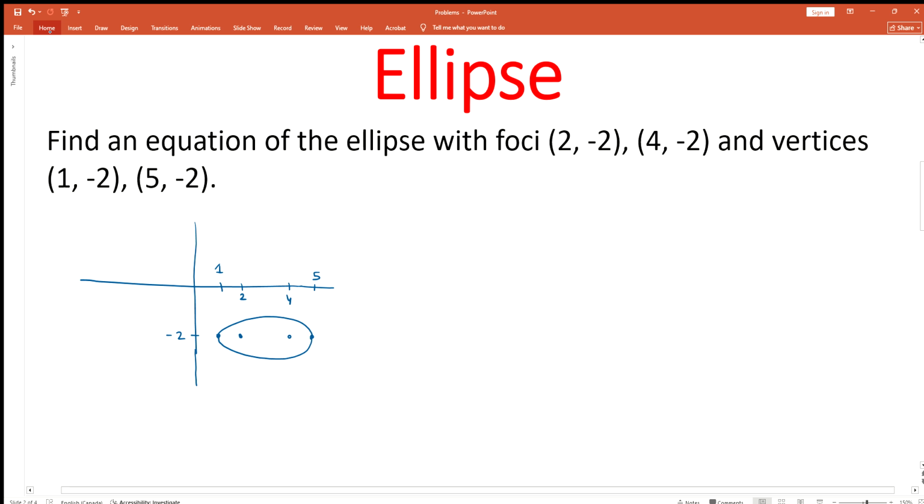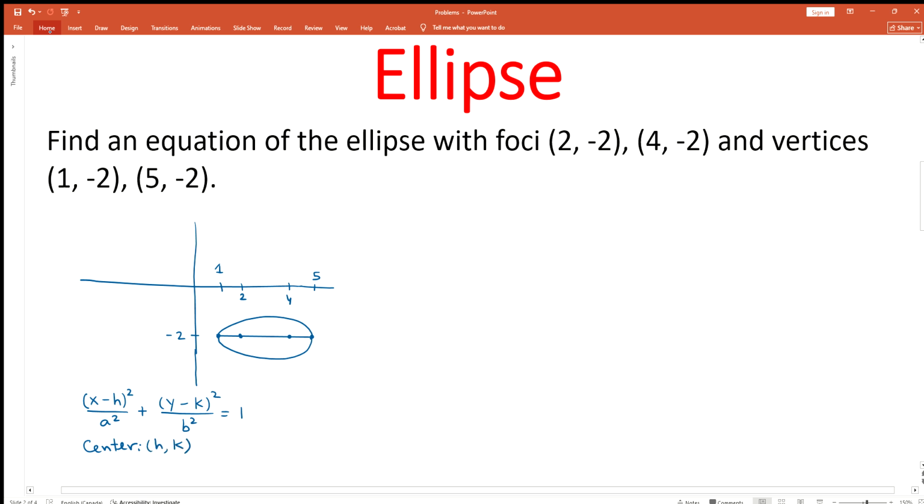In this ellipse, the major axis is horizontal because the line that joins the vertices of the ellipse is a horizontal line. Therefore, this ellipse is wider than taller. The general equation of an ellipse that's wider than taller is (x minus h) squared over a squared plus (y minus k) squared over b squared equals 1. In this general equation, the center of the ellipse is (h, k).